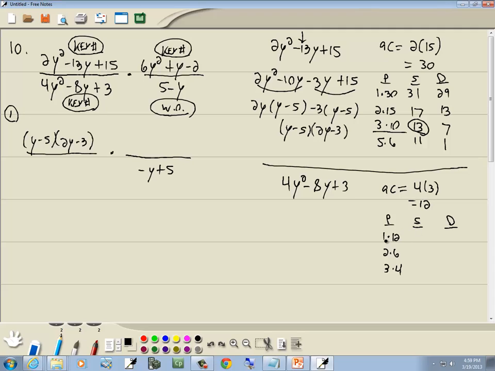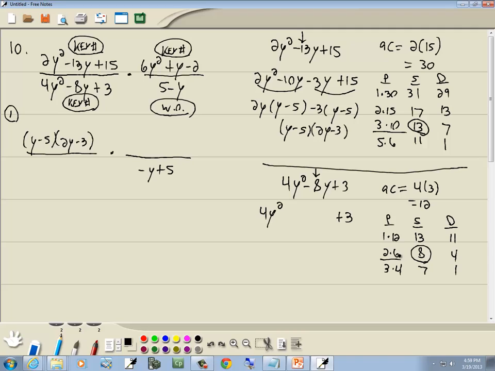In the S column, we add these together. 1 plus 12 is 13. 2 plus 6 is 8. 3 plus 4 is 7. Difference column, we subtract them. 12 minus 1 is 11. 6 minus 2 is 4. 4 minus 3 is 1. The number we're looking for is the number in our middle term, which is 8, which is right there, so we use 2 and 6.